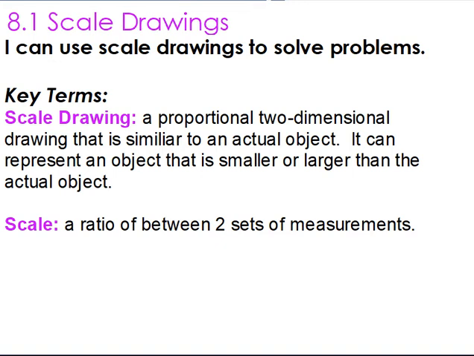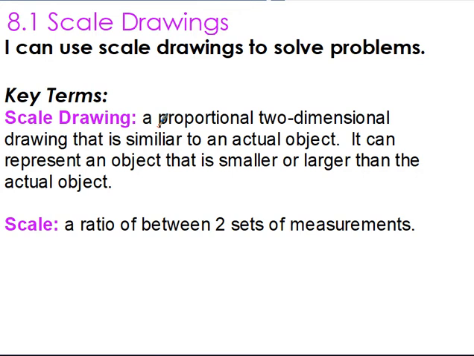So let's first get into the key terms, and then we'll start doing some examples. Scale drawings, what they are, guys, is basically blueprints, okay? But the more specific definition is right here for you: they are proportional two-dimensional drawings that are similar to an actual object. They can be some type of drawing that represents an object that's really, really big, so we shrunk it down and drew it proportionally smaller. Like a blueprint of a building would be a scale drawing.